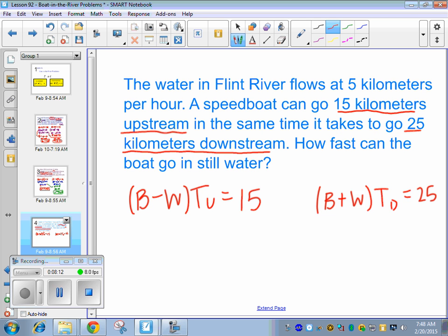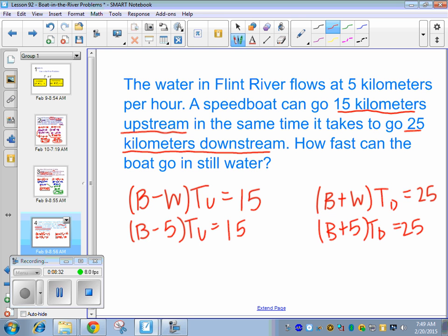All right, let's fill in some more stuff. The water in Flint River flows at 5 kilometers per hour. What do we plug that in for? W. In both equations, all right? It's the same water in the same boat. Did you say T? Yep, and then we're going to do that too. So same time, right? So the times are equal, so let's just take out the upstream and the downstream because we have equal T's. All right, so we're down to just the B and just the T.